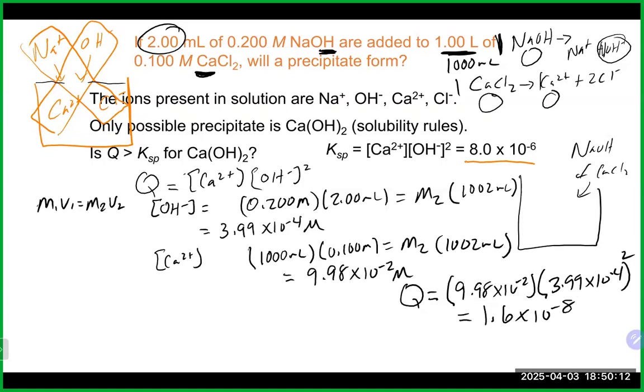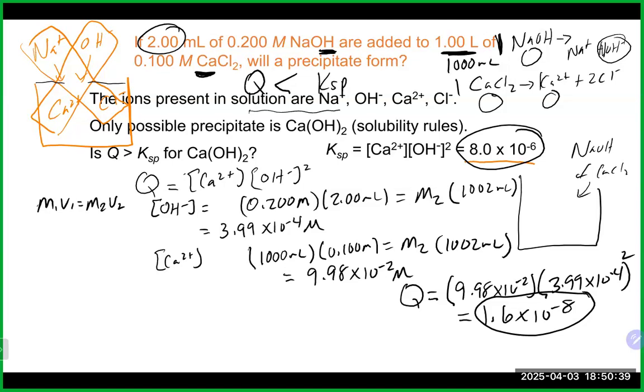Questions on that calculation there? Now that we calculated Q, we want to compare the Q value to the KSP value. KSP is 10 to the minus 6, and our Q is 10 to the minus 8. That means our Q is less than our KSP in this case. Would we expect to precipitate? The answer is no, because it's going opposite, so it should go towards the product side, which means no precipitate.